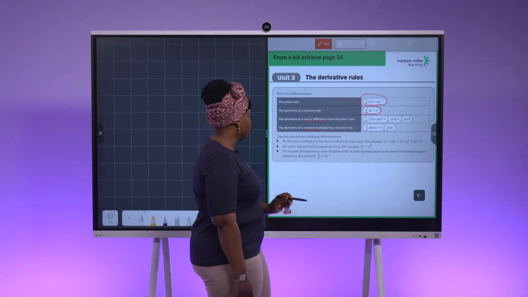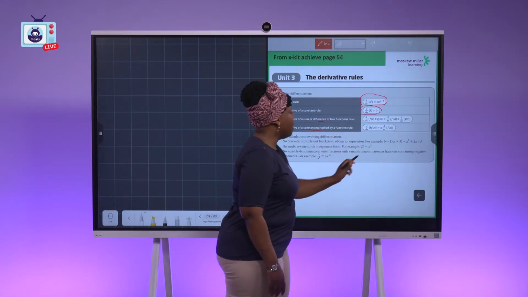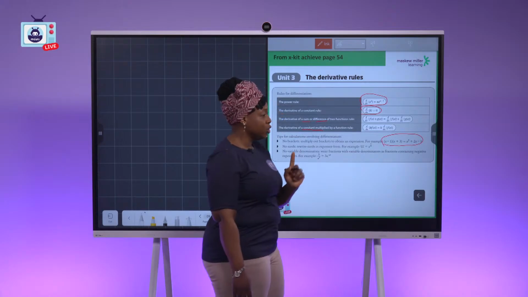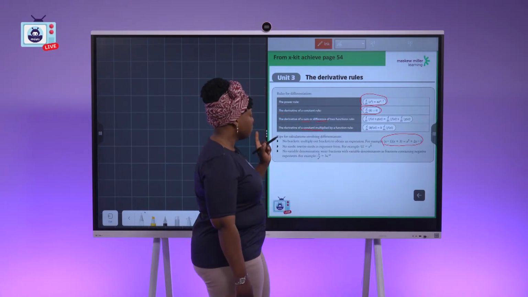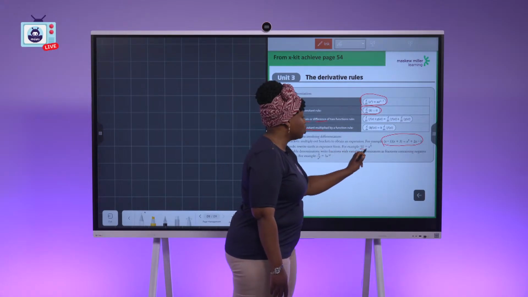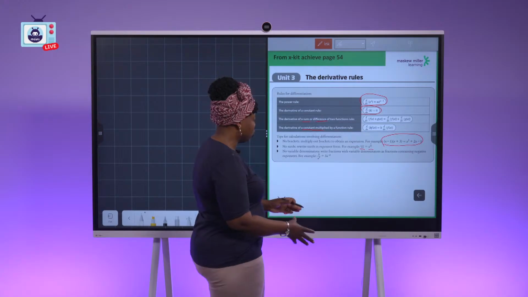Very, very important. If ever you see the bracket, eliminate them. Multiply the bracket out for you to be able to derive. Okay? If ever you see a square root, find a way to remove the square root so that you don't have the square root and you can be able to derive.